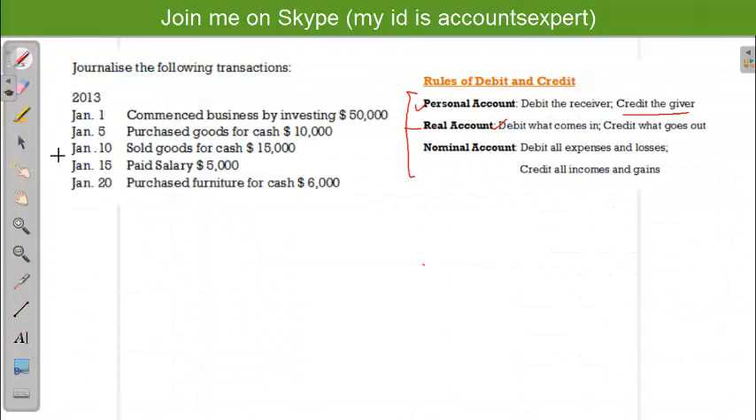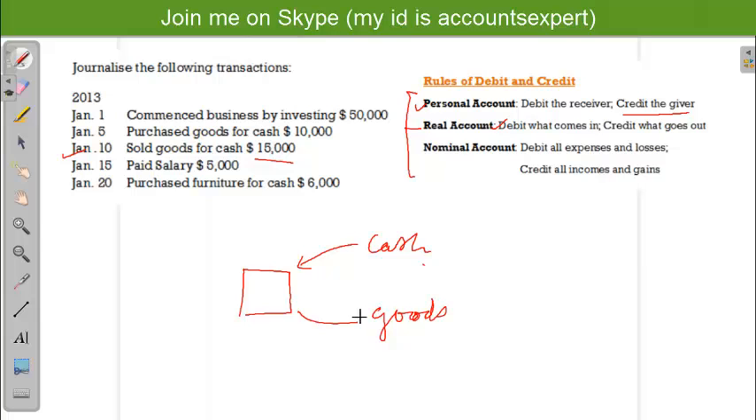Now our third transaction is sold goods for cash $15,000. Now let's see what happened in the business. As we sold the goods for cash $15,000, so we got money, we received money in the business. So cash comes in the business, and goods gone out from the business.